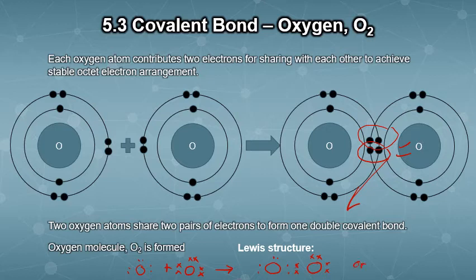Or you can do it like this, with lines. Why two lines? Because one line represents one pair, so two lines mean two pairs. So it is a double covalent bond.